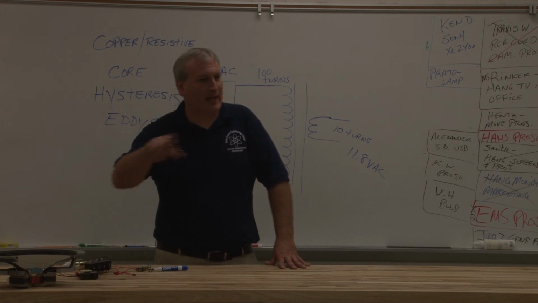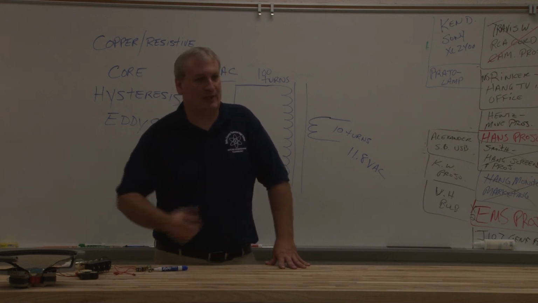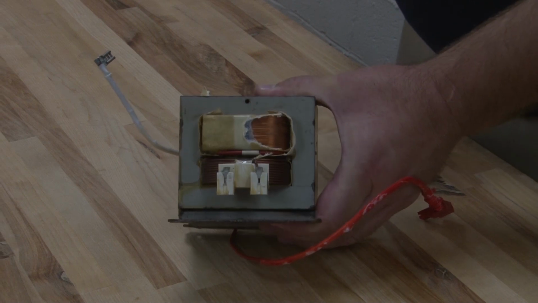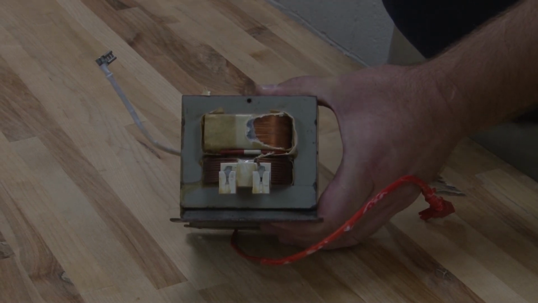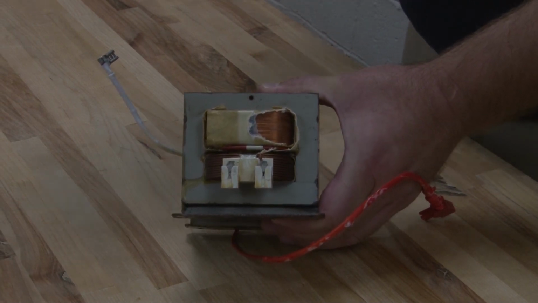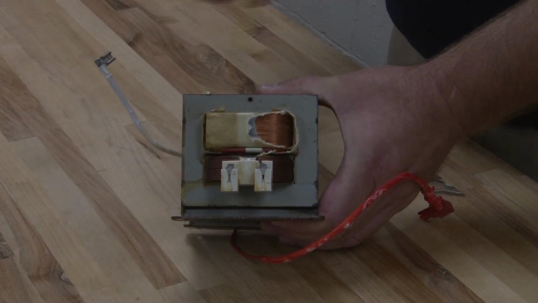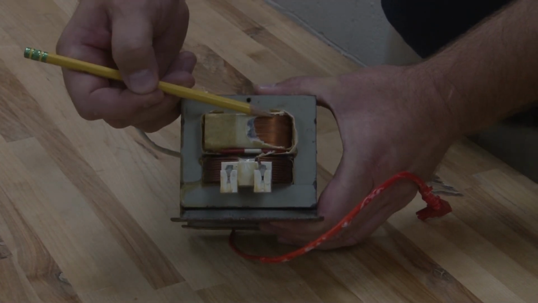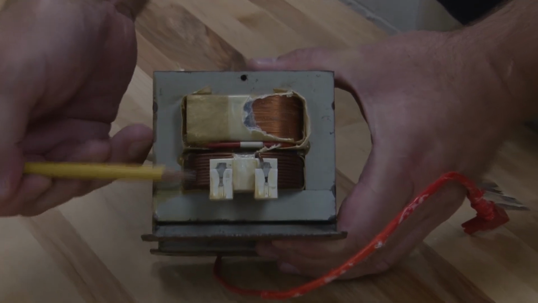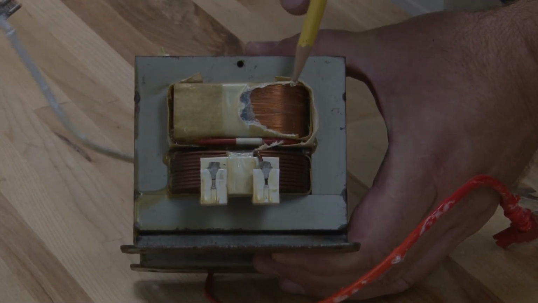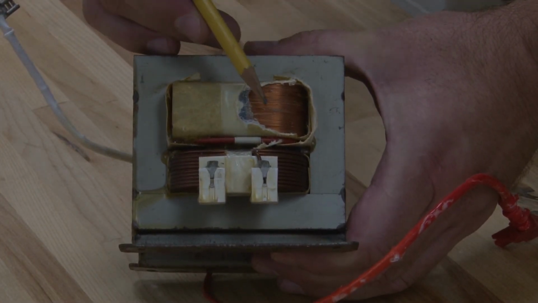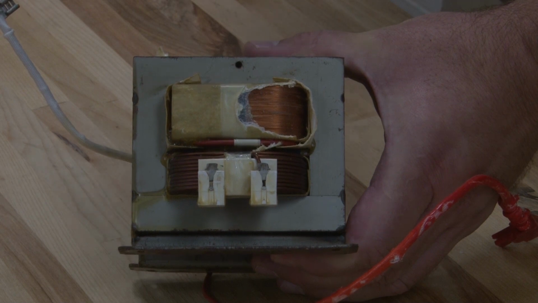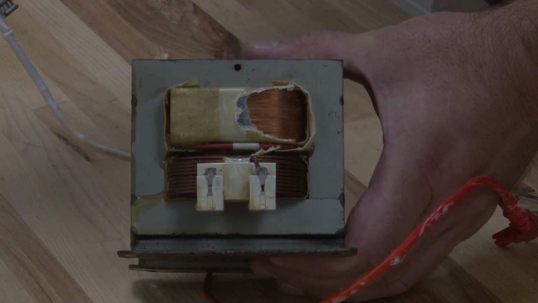I'm going to pass a couple out, then you can look at it and you'll be able to see the laminated core and things like that. This is a power transformer out of a microwave oven. This is our primary, this is our big core, and this is our secondary. The primary is made of thicker wire with much fewer windings. The secondary has a whole lot more windings, but it's much thinner wire because the current's going to be stepped down as the voltage goes up proportionately.